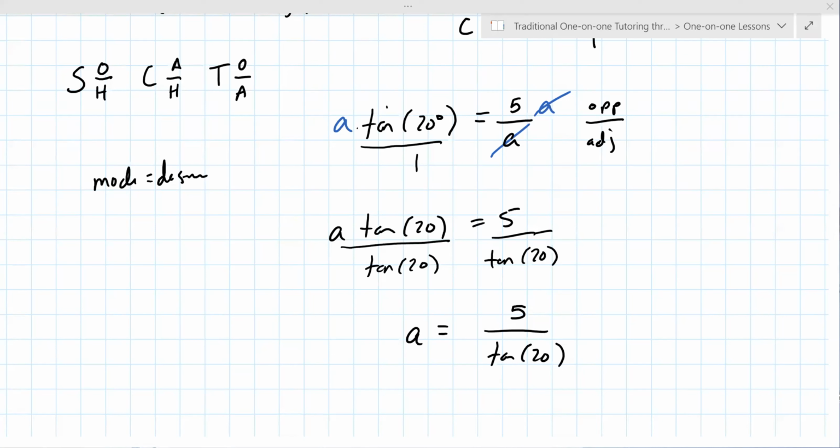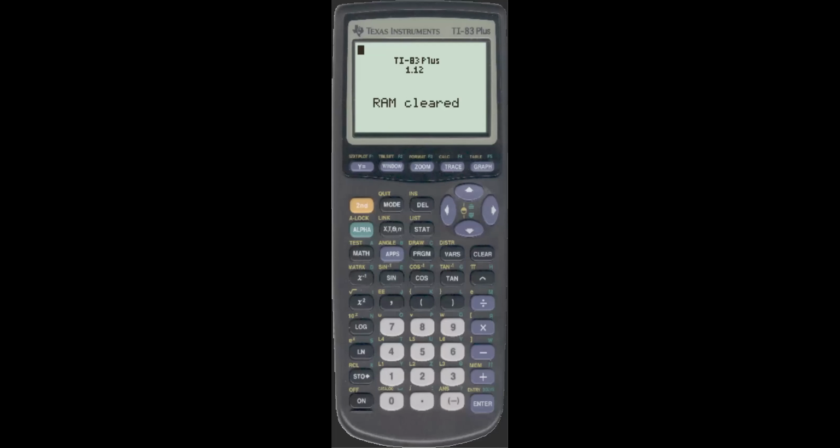Got it. Okay. So, awesome. If you're seeing my screen, I'll briefly show you a few things here that are very important. This is a virtual calculator. Your mode right there needs to be in degrees.